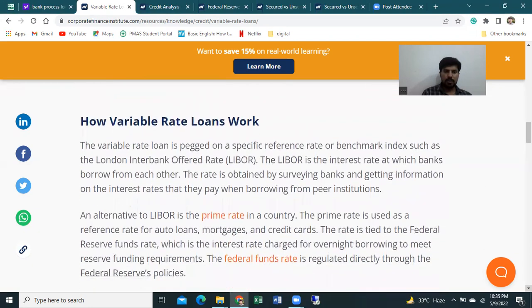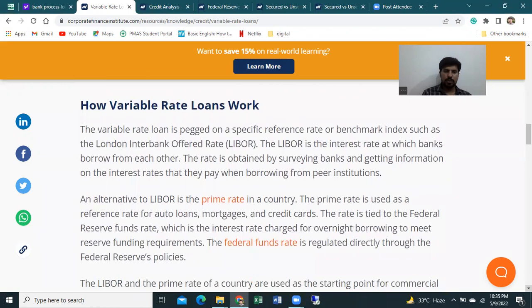How variable rate loans work. Variable rate loans are based on a specific reference rate or benchmark index such as the London Interbank Offered Rate. LIBOR is the interest rate at which banks borrow from each other, obtained by surveying banks and getting information on the interest rate they pay when borrowing from other institutions.